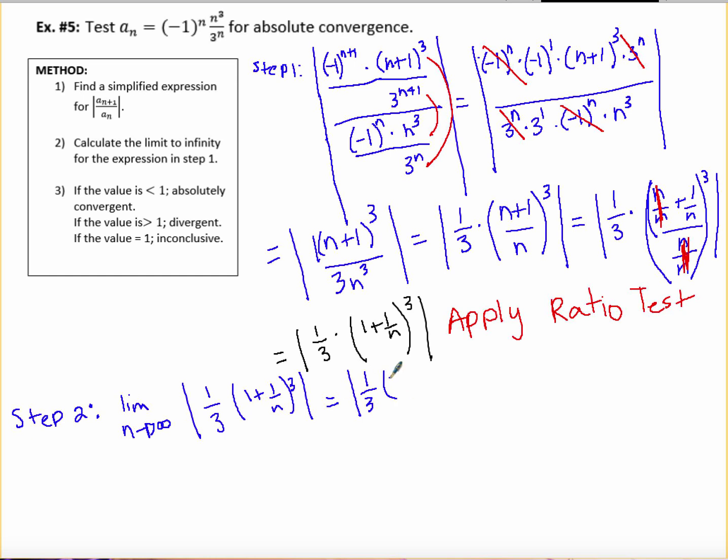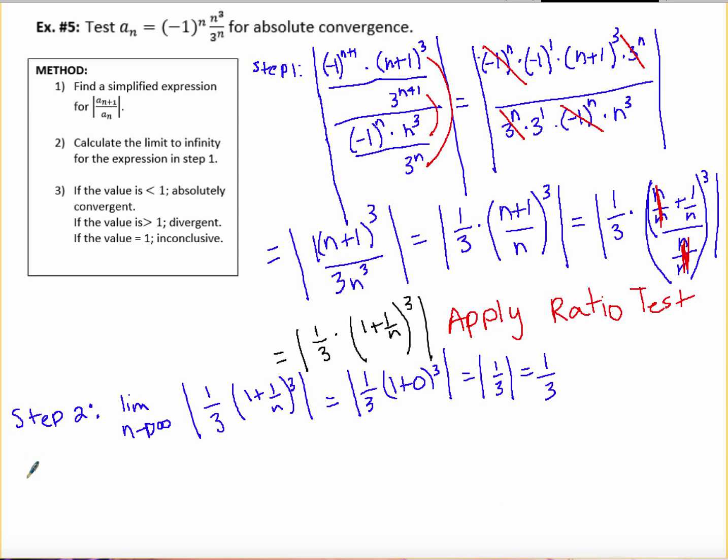1 stays. Now, as n approaches infinity, 1 divided by n is going to go to 0. And we raise that to the 3rd power. Now, 1 plus 0 is 1. 1 to the 3rd power is also 1. And 1 times 1/3 is 1/3. The absolute value of 1/3 is 1/3.